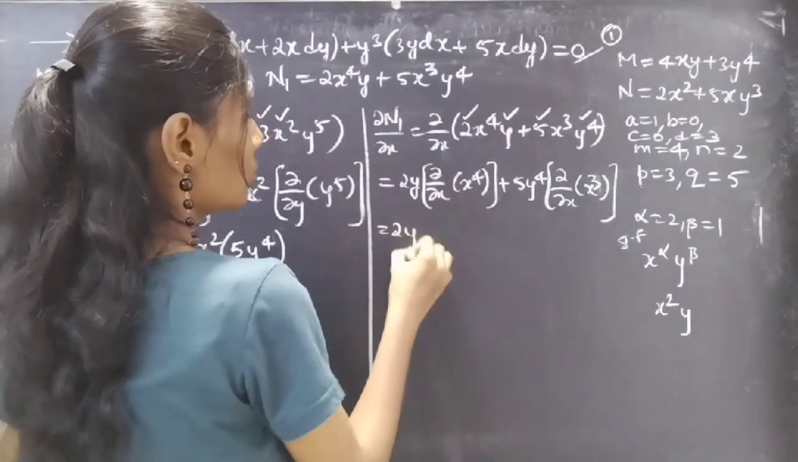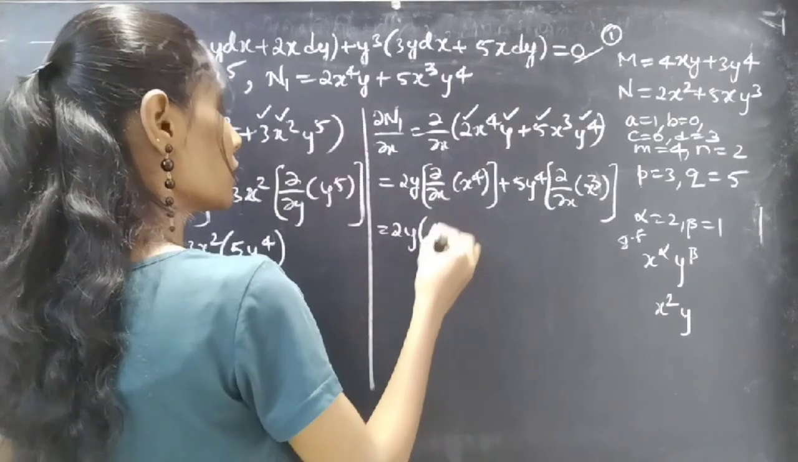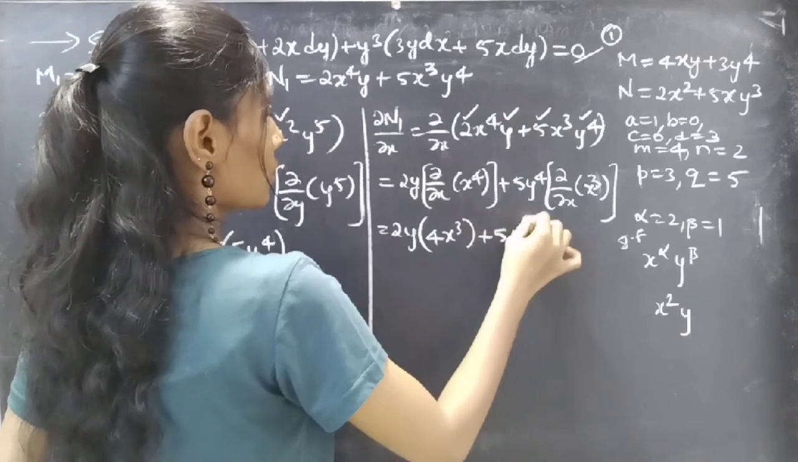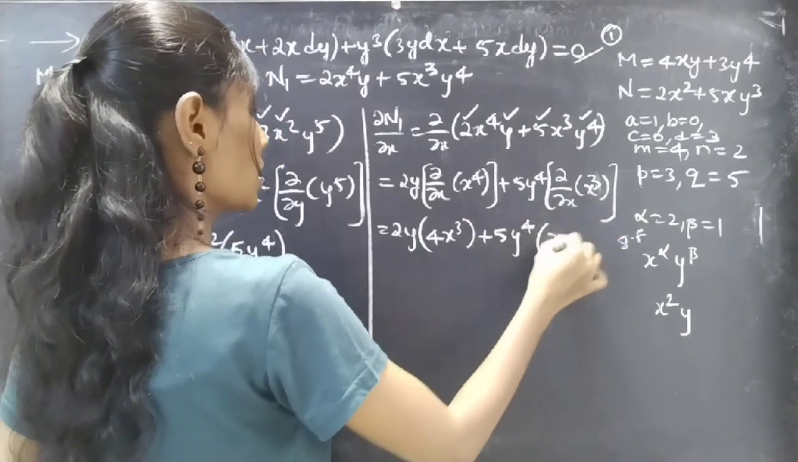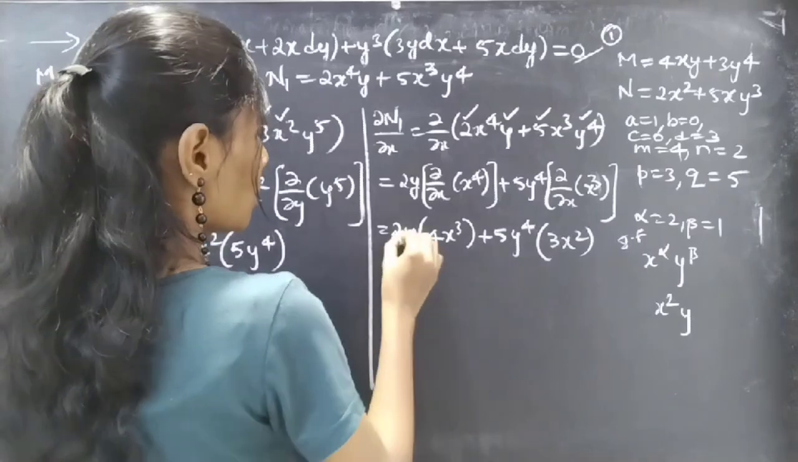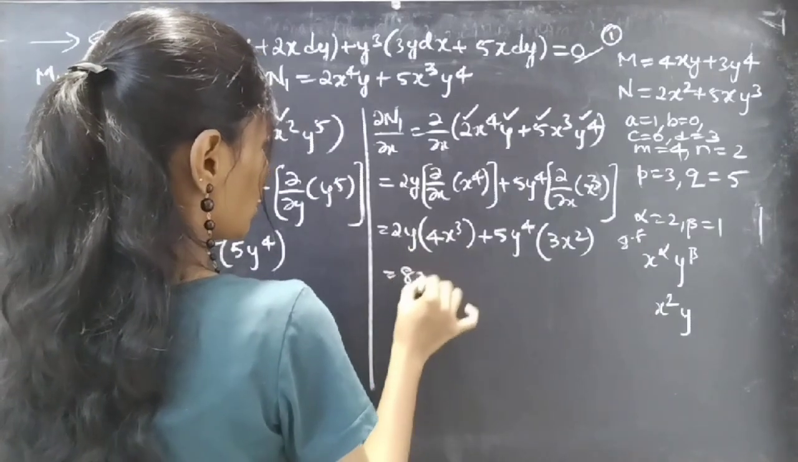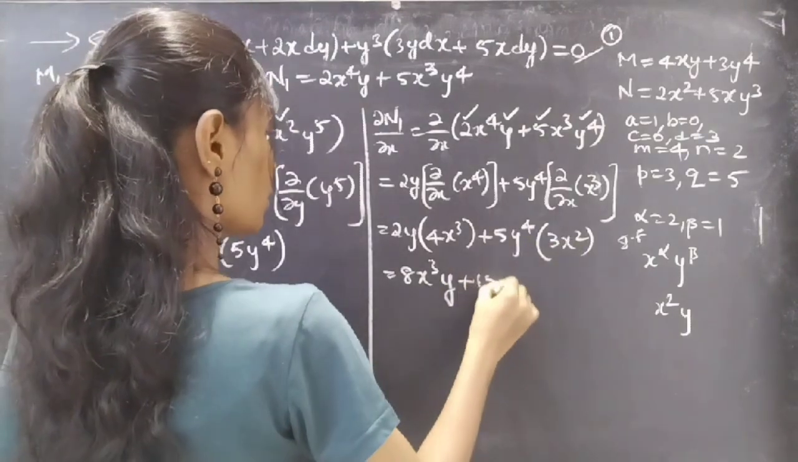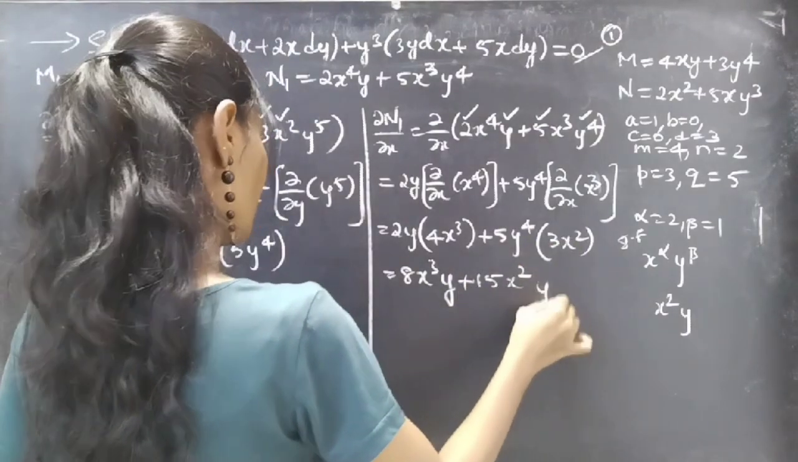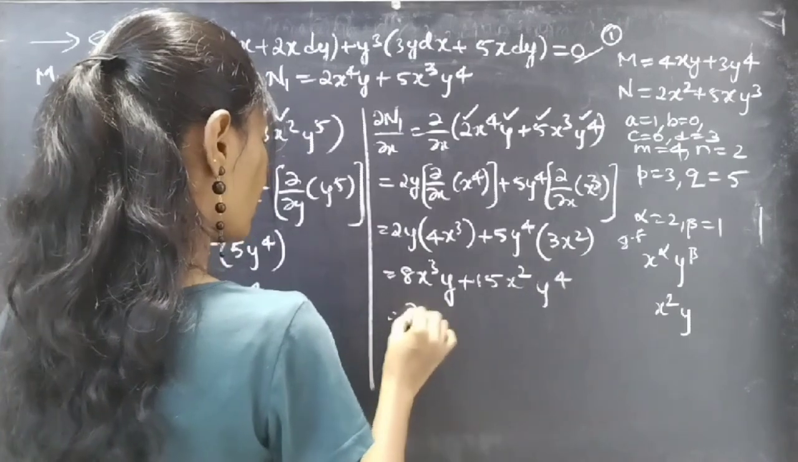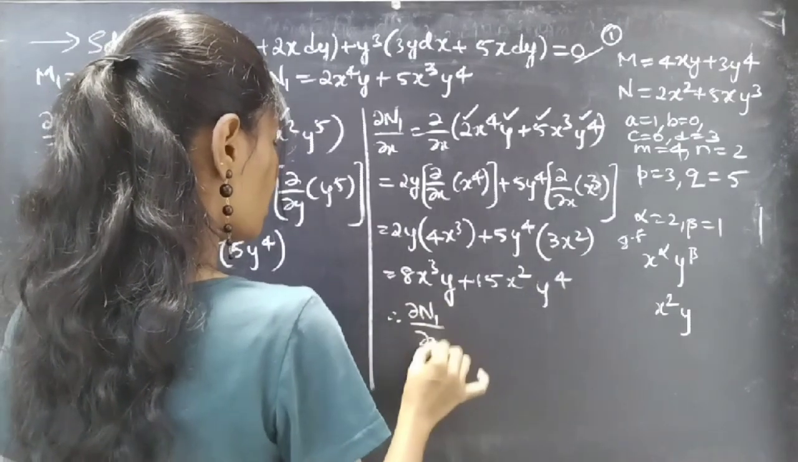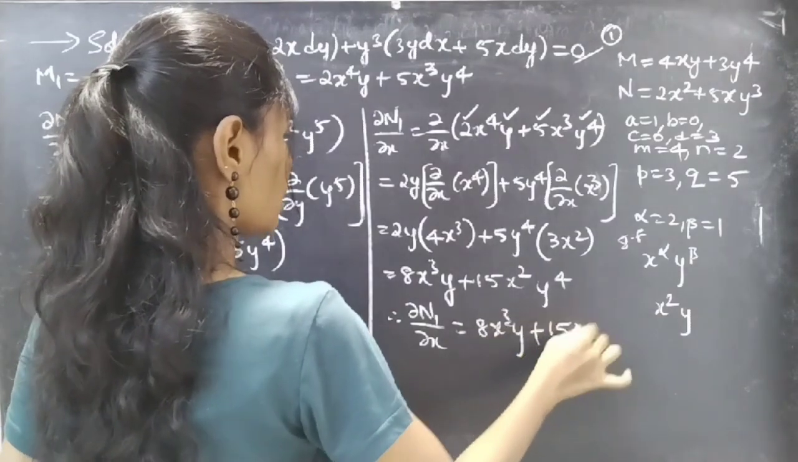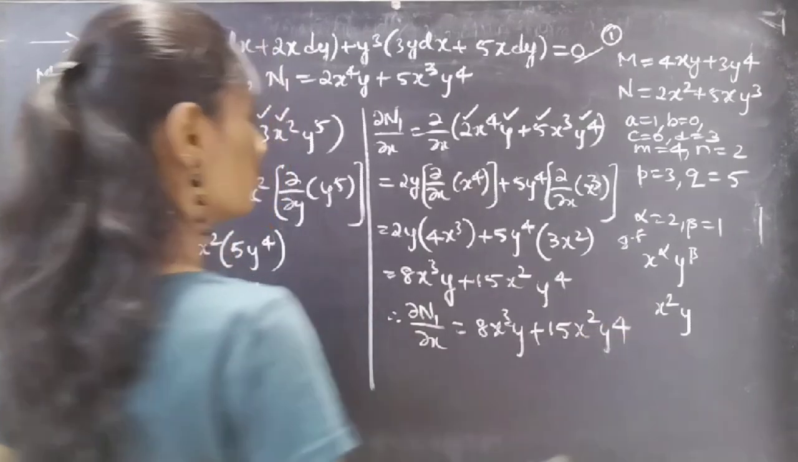This gives us 2y into 4x cube, since the partial derivative of x power 4 with respect to x is 4x cube, plus 5y power 4 into 3x square, which gives us 2 4s are 8x cube y plus 5 3s are 15x square y power 4. Therefore, partial derivative of n1 with respect to x is 8x cube y plus 15x square y power 4.